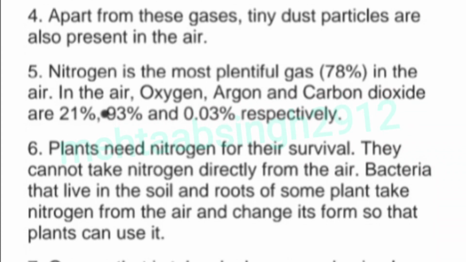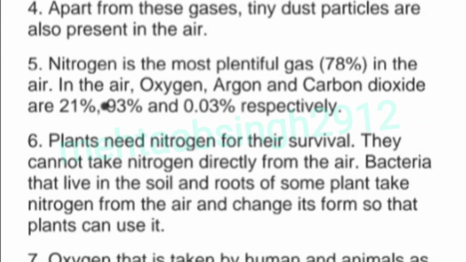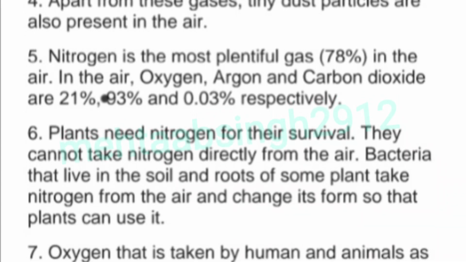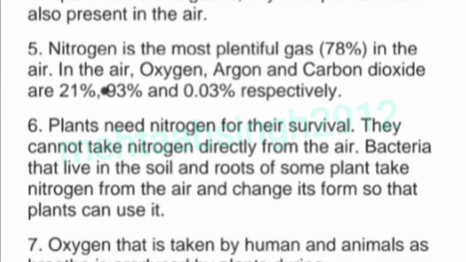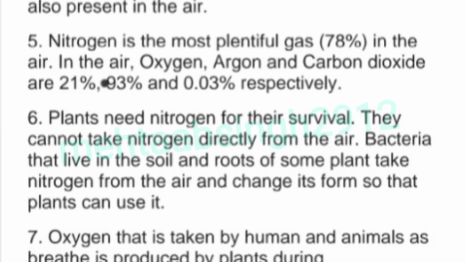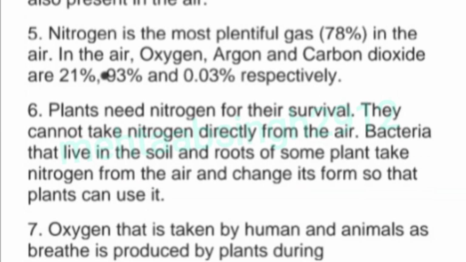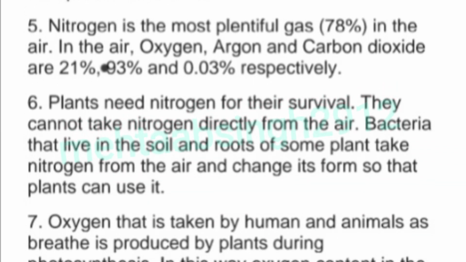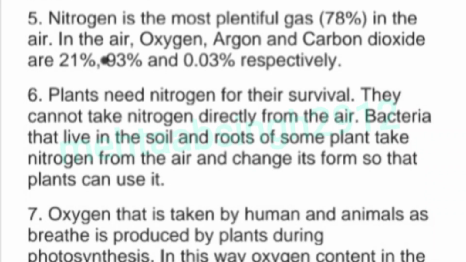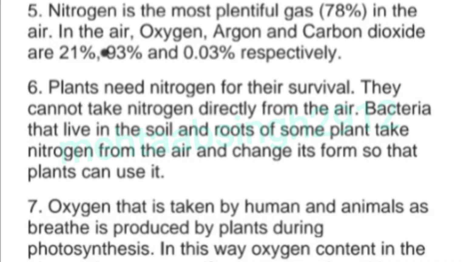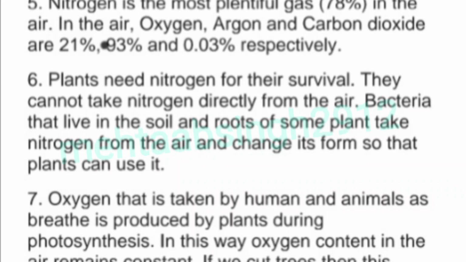Sixth, plants need nitrogen for their survival. They cannot take nitrogen directly from the air. Bacteria that live in the soil and roots of some plants take nitrogen from the air and change its form so that plants can use it.